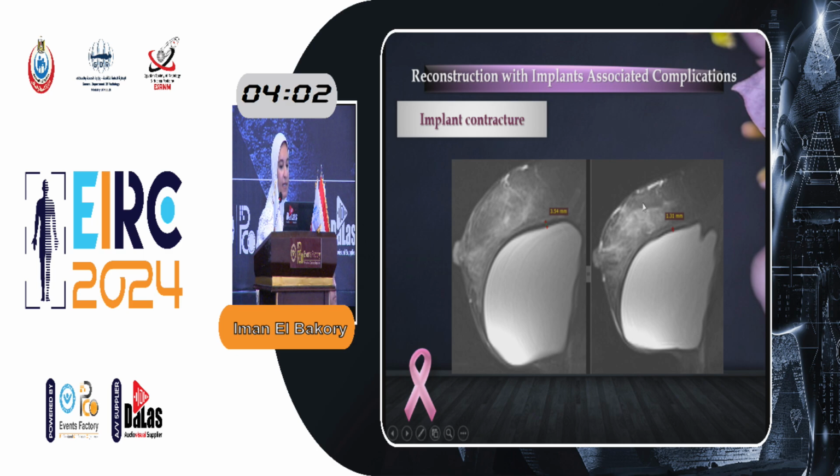Okay, this patient had 2 breasts reconstructed with silicone, and here we can see the thin capsule in one breast and the thickened one in the other. Actually, in the literature, there is a cutoff value in some studies that reaches up to 1.3.